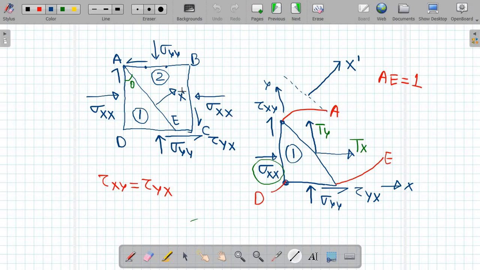Means along the x dash direction, or this force is applied on block number 2. So, whatever we have calculated, this force is applied on this block number 2. Whatever we have calculated, it is applied normal to it.